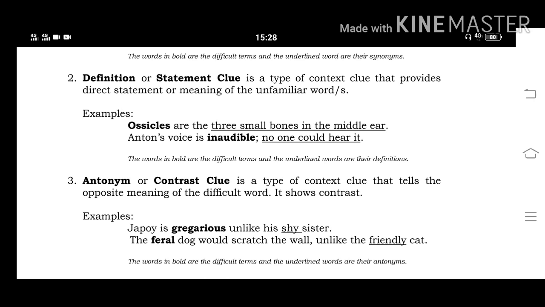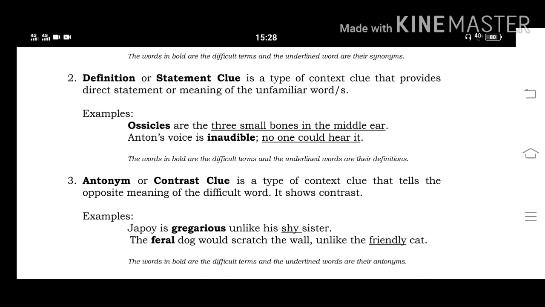Anton's voice is inaudible. No one could hear it. Dahil itong halimbawa ng pangungusap ay isang definition or statement clue, so ang ibig sabihin ng inaudible ay no one could hear it. Okay? Yan ang definition niya. Okay, naintindihan po? Let's proceed to number 3.